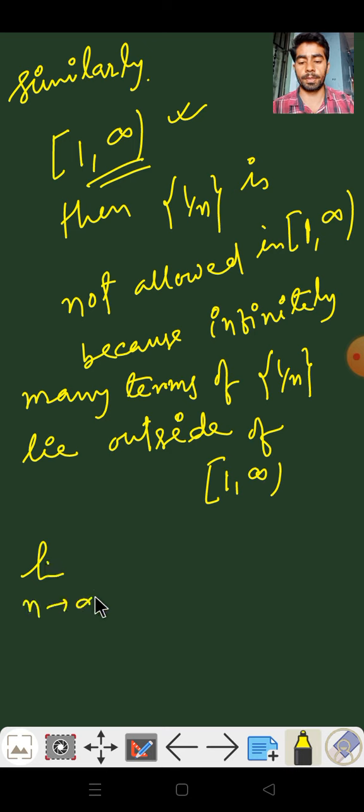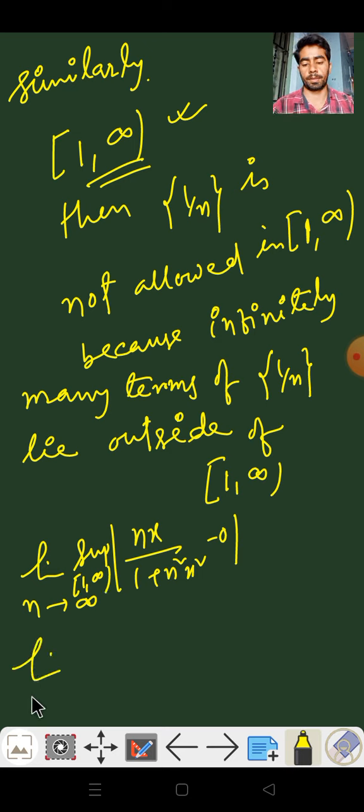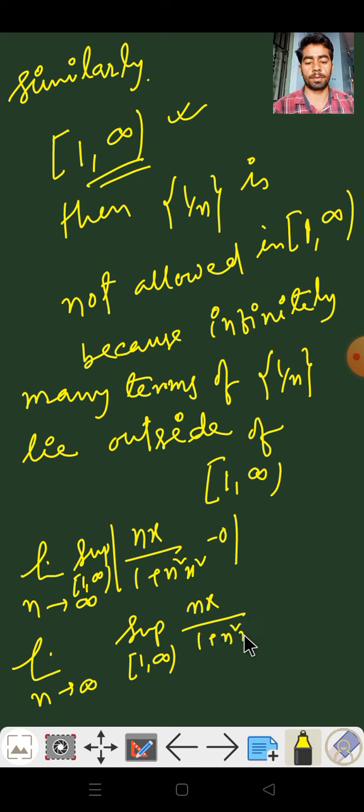limit n tends to infinity, the supremum function is mod nx divided by 1 plus n square x square minus 0. This is the supremum over closed interval 1 to infinity, and limit n tends to infinity, which is supremum over 1 to infinity, it will be nx divided by n square x square.